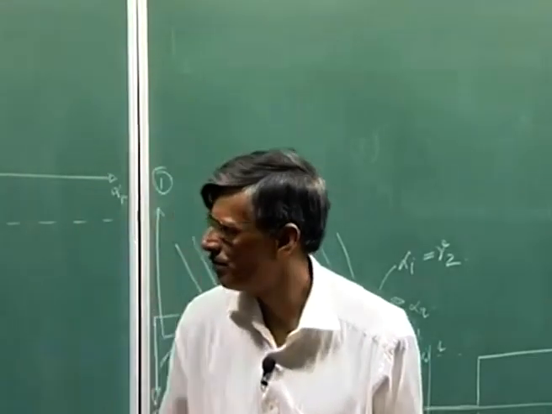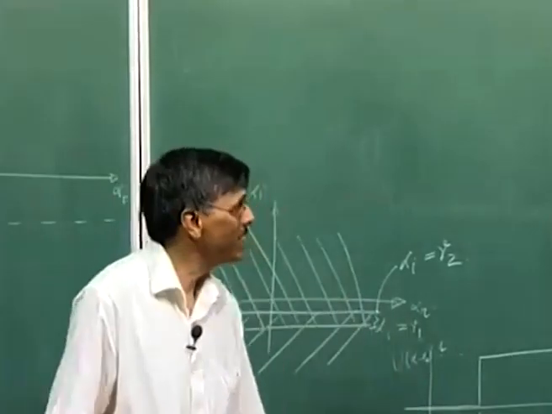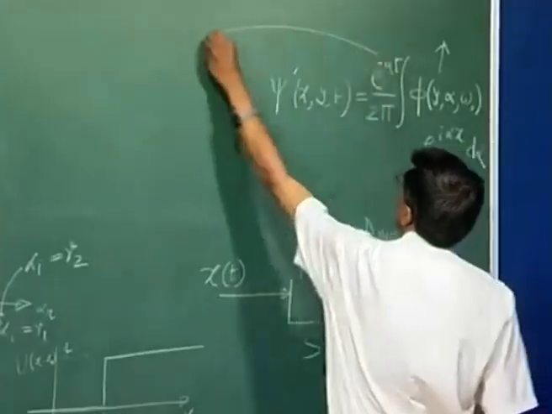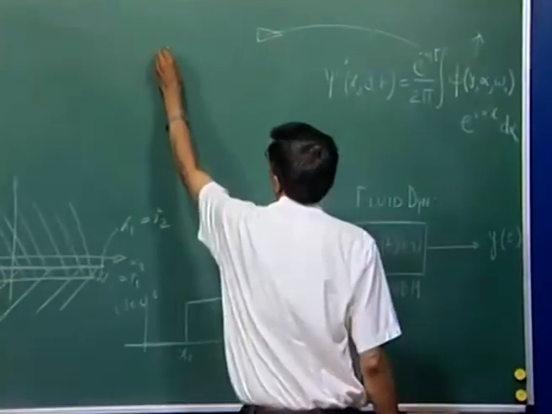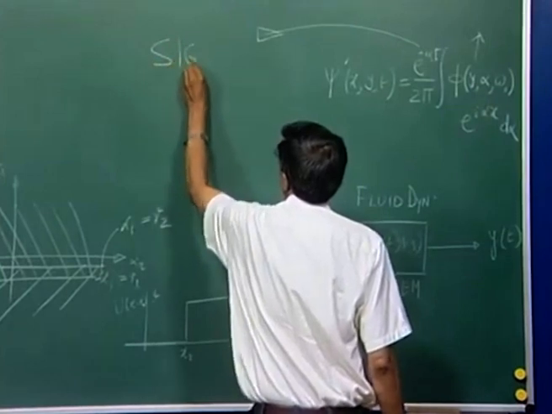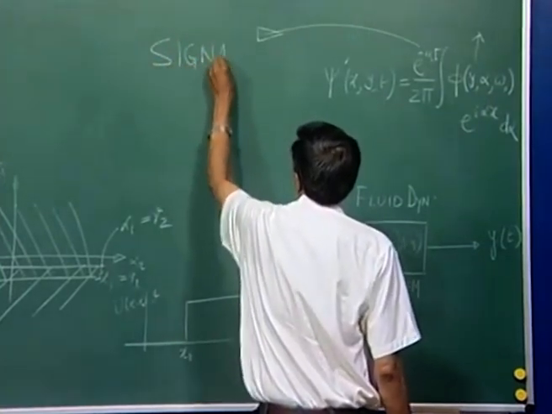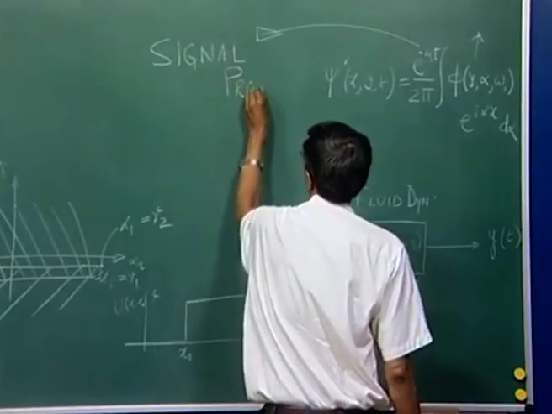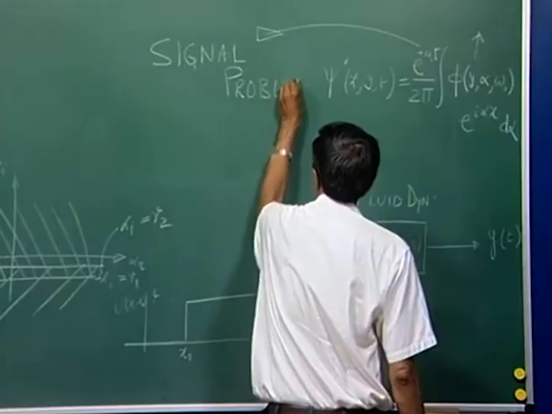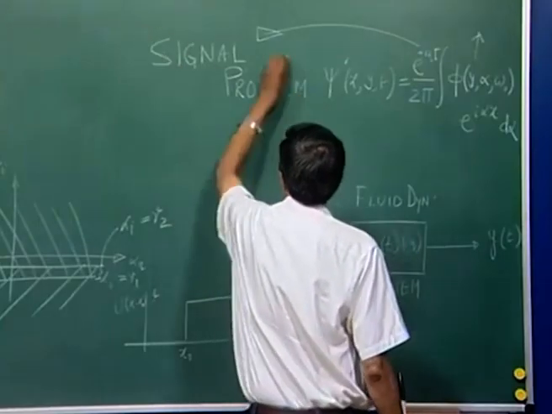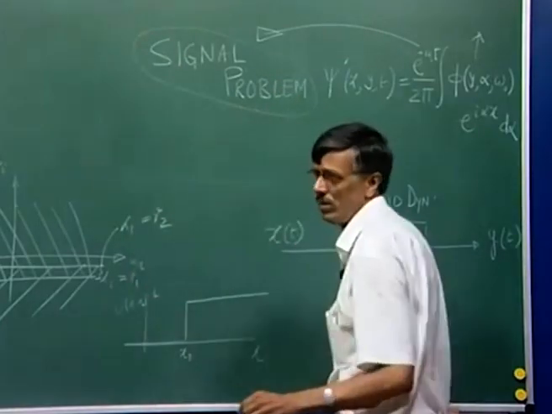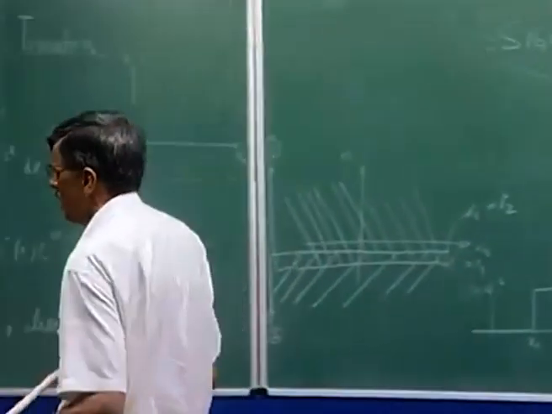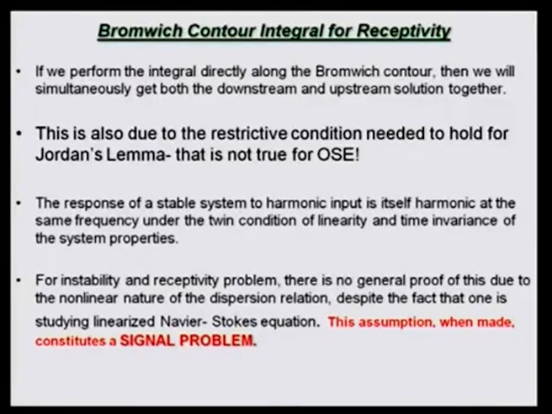Whenever we do that, we call that the signal problem. So, if I excite the system at a frequency omega naught, the output is also at omega naught. This is what we call the signal problem. So, please do understand that this is an assumption which we need to really check out.